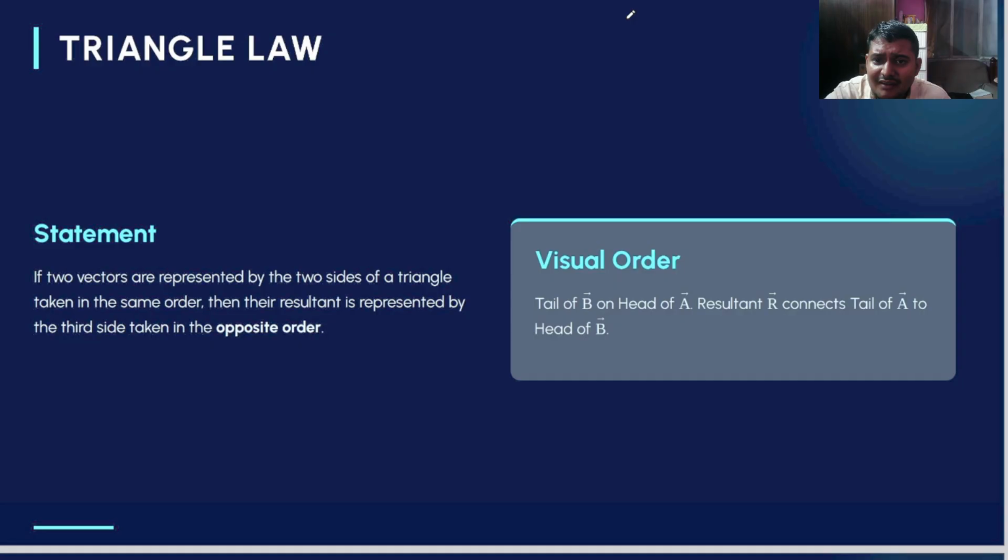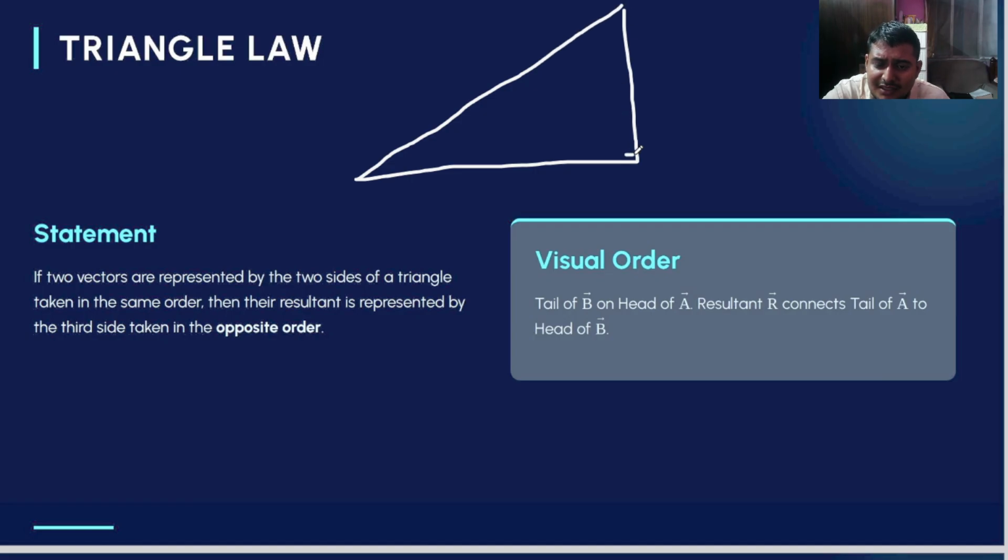Suppose this is the triangle. I am drawing a triangle. The direction is over here, its direction is over here. This is A vector, this is B vector, and this is the resultant R vector.